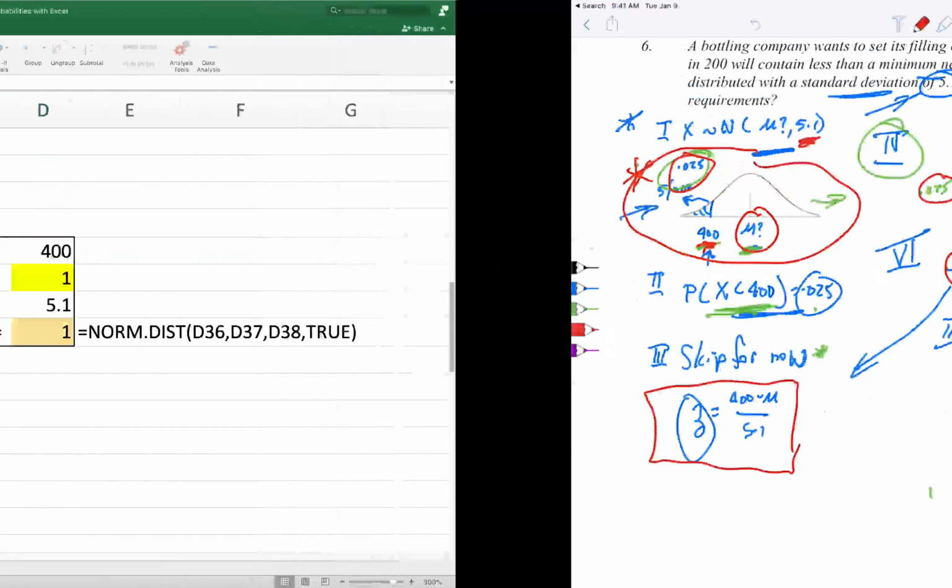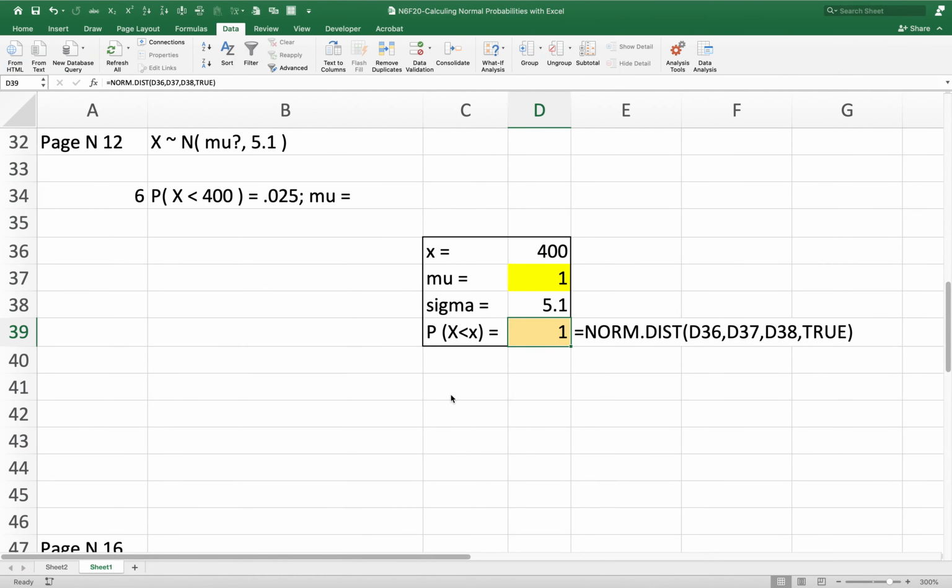Let me show you how to do that with Excel. So I'm going to come back here. Here's our problem. And so we have an unknown mu and a standard deviation of 5.1. We are given this probability. The probability that x is less than 400 is equal to 0.025. What is the mean? What is mu?